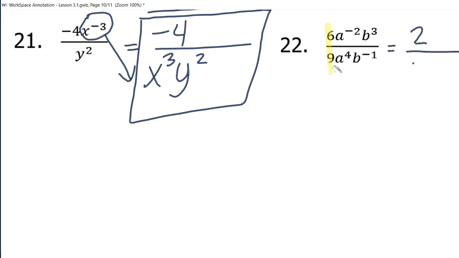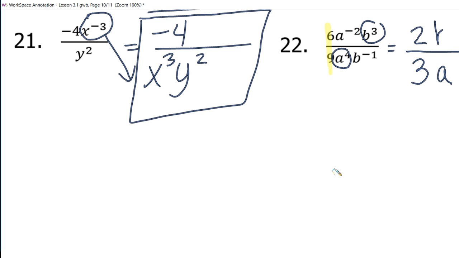Now this one, I could move the negative exponents, or I can do what we were doing originally with the division and just do big minus little. So look at your A's. Where's the bigger A? Bottom. So your answer for A goes in the bottom. Where's the bigger B? Top. So your answer for B needs to go to the top.